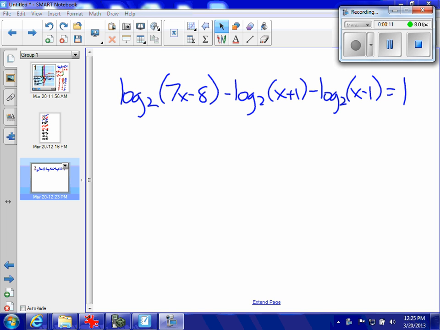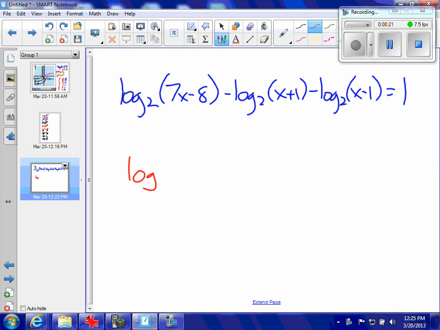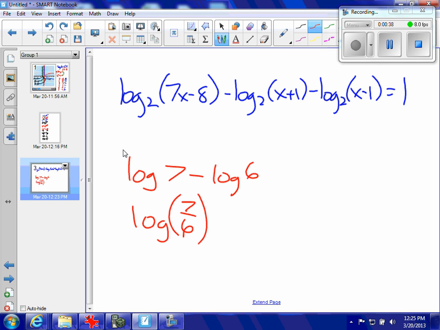Part of the thing that you want to know when you're doing a problem like this that you really need to remember is that, I'm going to try and say this correctly, log 7 minus log 6 is log 7 over 6. This is the division property, right? This is not the division property. So don't get confused here.